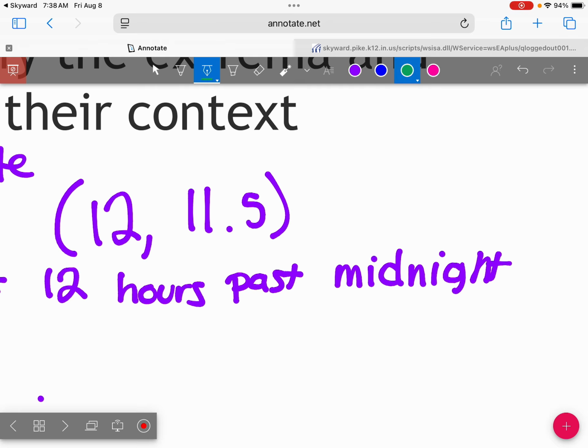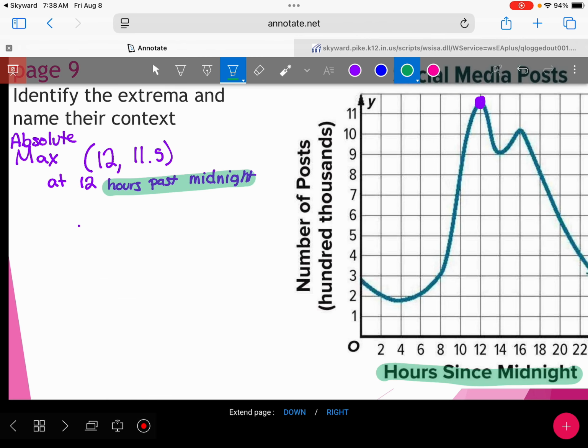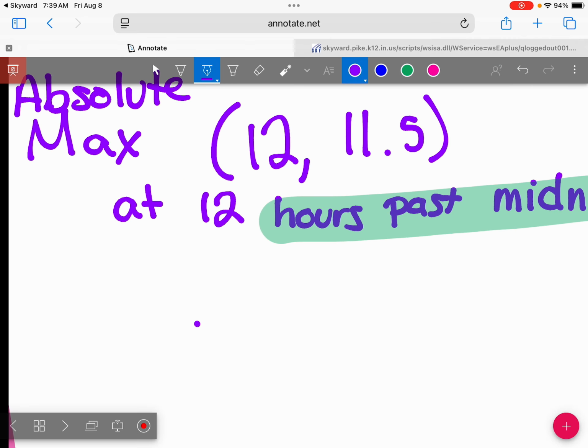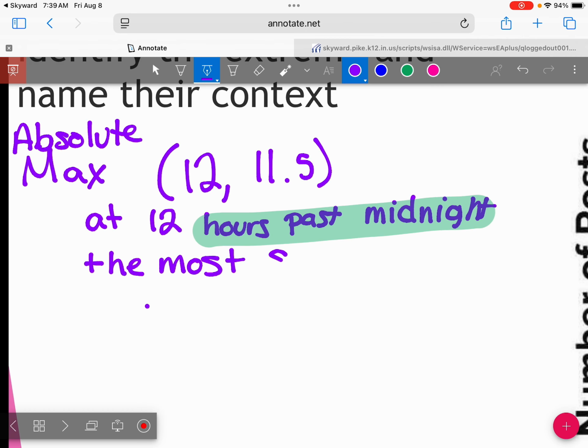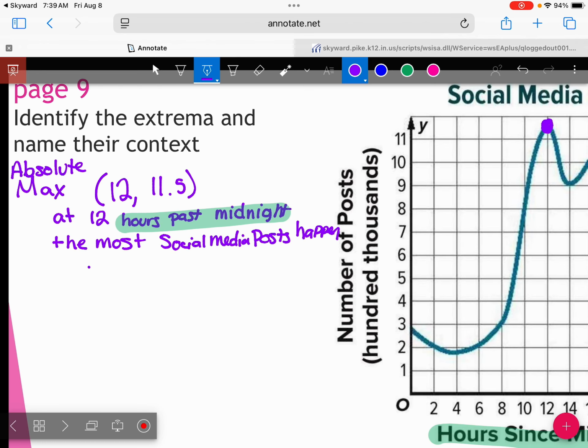So like this, hours past midnight, because that is what it says down here, hours past midnight. Since we have our maximum, we can say that it's the most social media posts which happen. It's the most. Because we're at our absolute maximum, we know it is the most. It has the most.